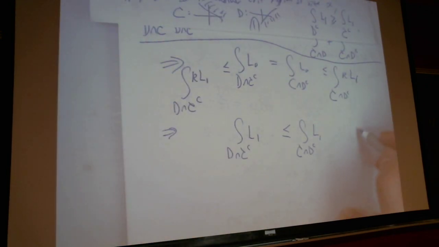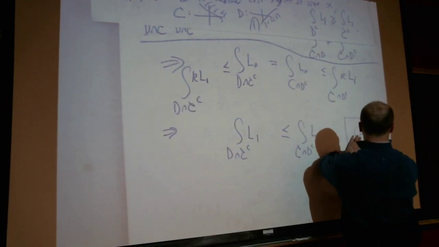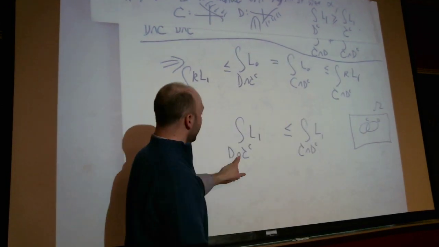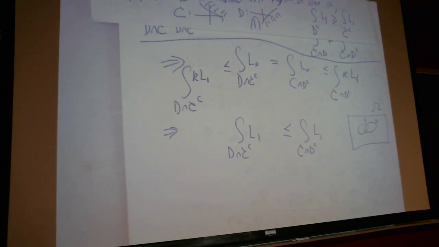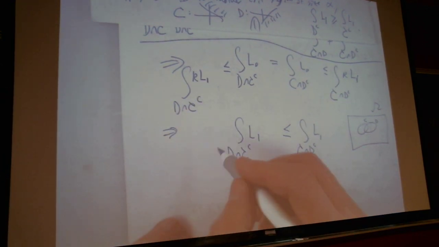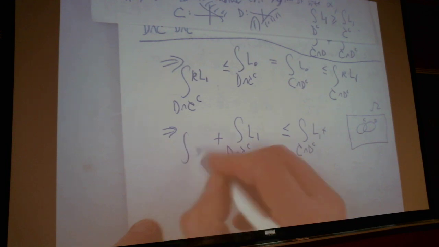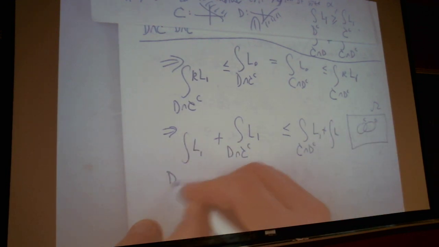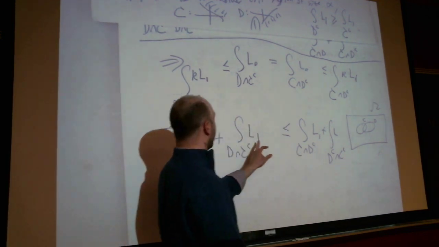I'll redraw this Venn diagram here. Here's omega again. Here's C. Here's D. I want to understand the integral of L1 on D complement. D complement is all of this. I understand it on C intersect D complement. Let me just do the trick, and you'll see in a second why this will work. I'm going to add the same thing to both sides, and that thing is the integral over L1 on D complement intersect C complement. So I just added the same thing to both sides. That does not change the inequality.